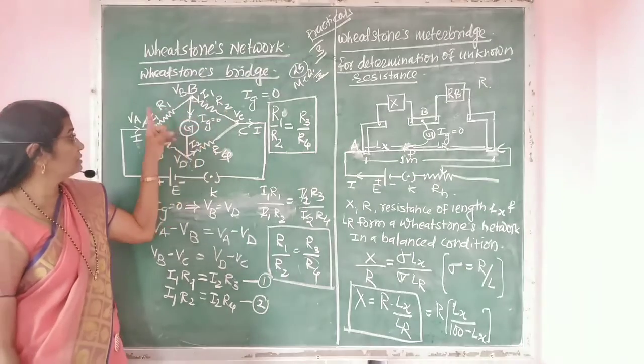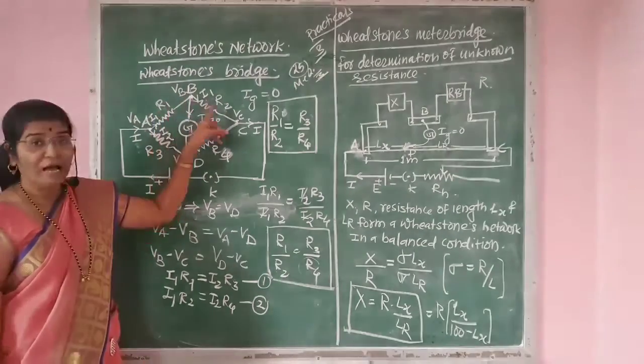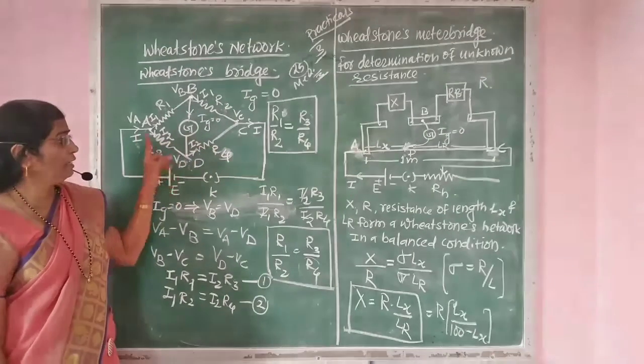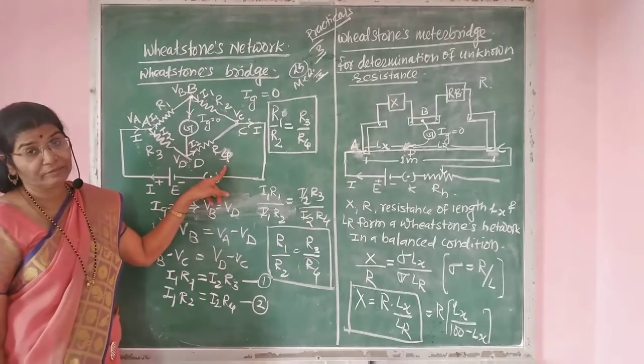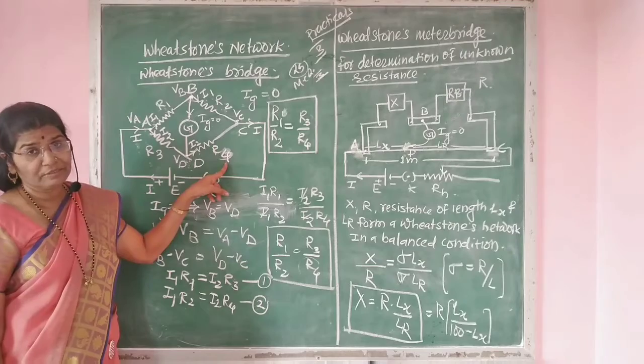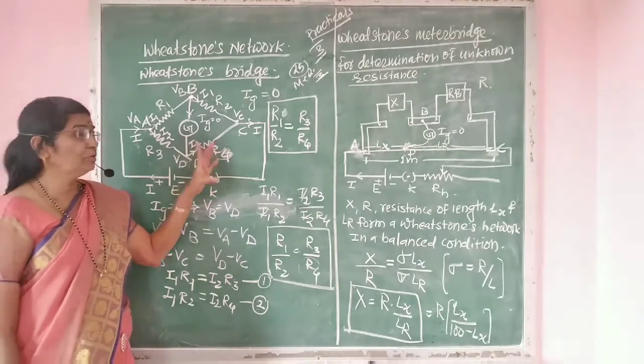What are the four resistances? That is R1, R2, R3 and R4. We know that resistance is the opposition to the flow of current.